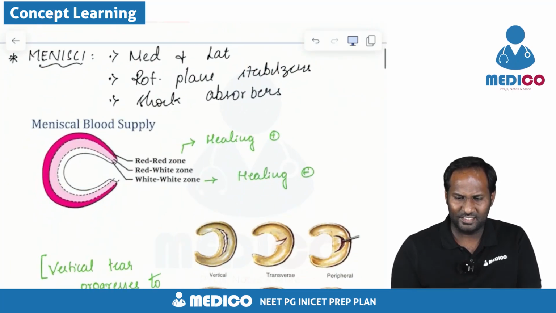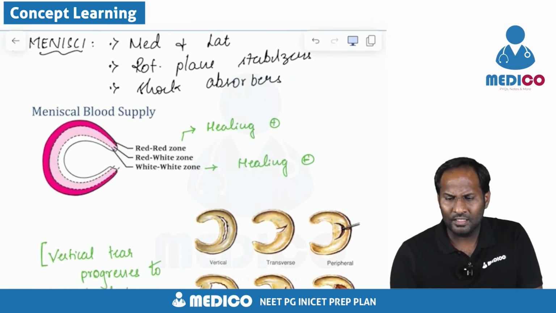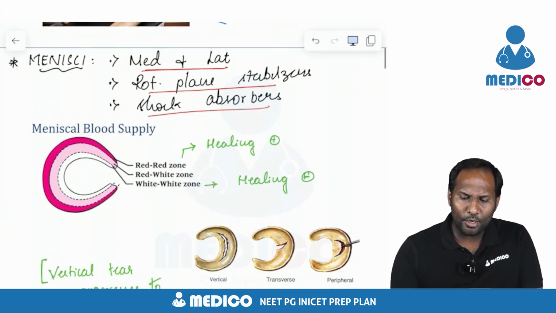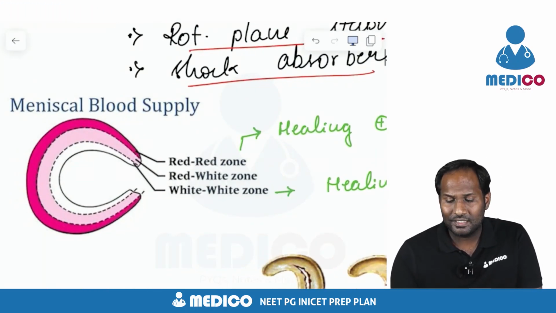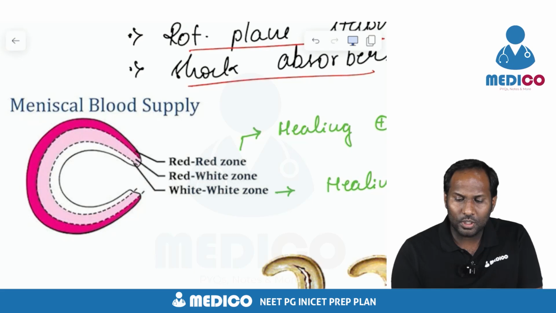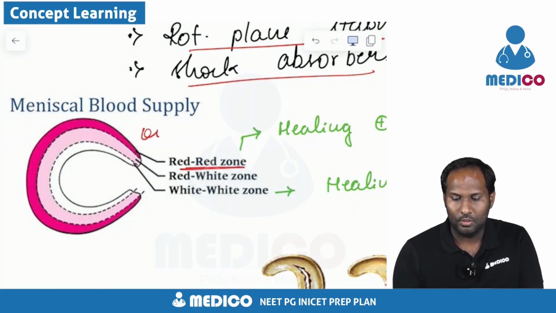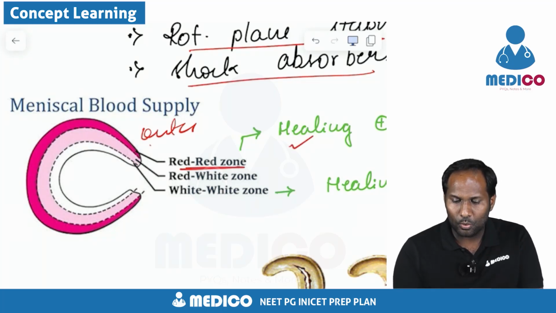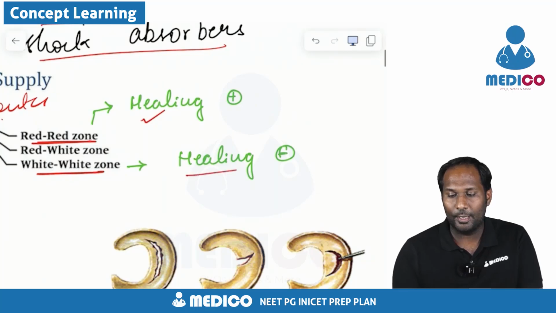Next are the menisci. There are 2 menisci, medial and lateral. They are the rotatory plane stabilizers and shock absorbers. The important point to note about the menisci blood supply is that the outer zone is called the red zone. It has good blood supply, so good healing. As you go from the outer to the inner zone, it is called the white zone, and healing is very bad.